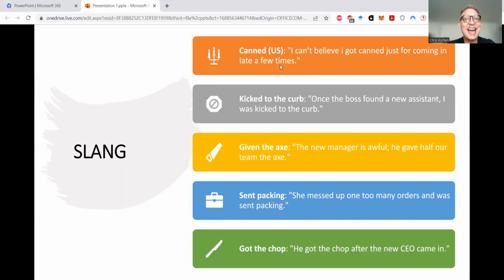If you were given the axe, an axe is, of course, what we use to cut trees down. But you can also say, I was given the axe. He gave us the axe and he was let go. Sent packing is, I think, a very vivid way because they tell you to pack your stuff and leave. So you're literally, with your backpack, leaving with all your things, never to return again.